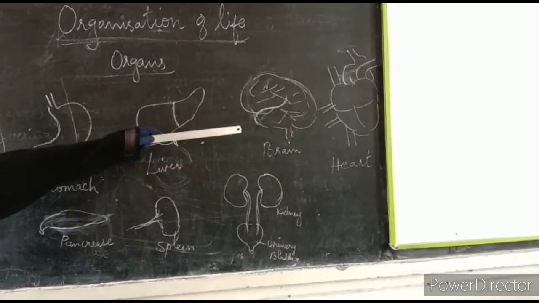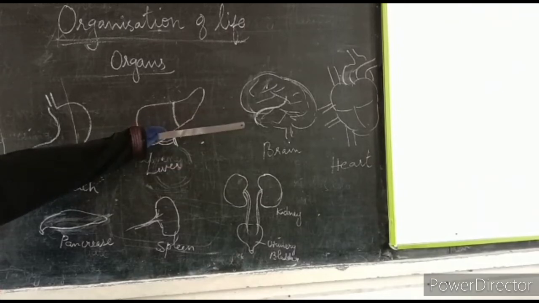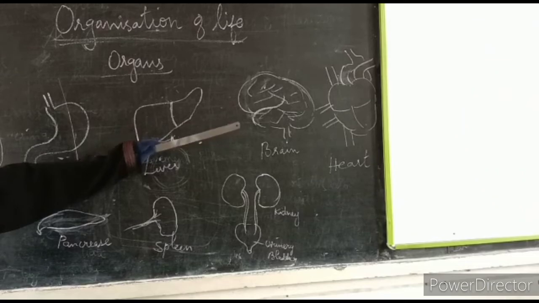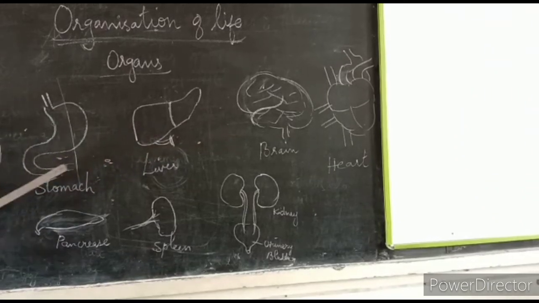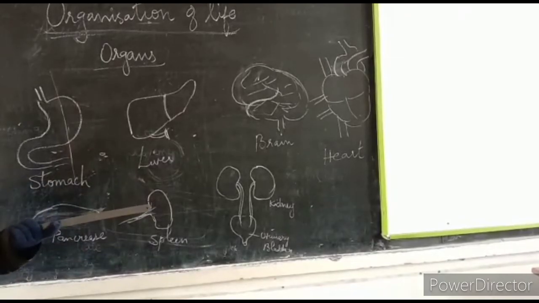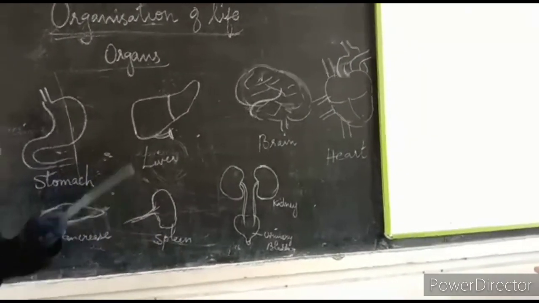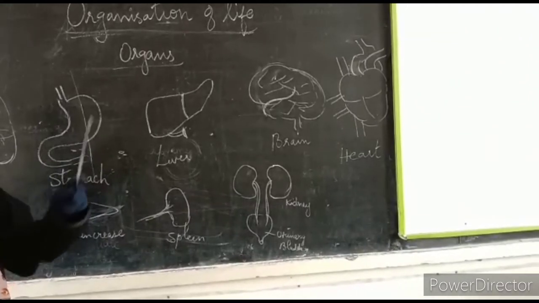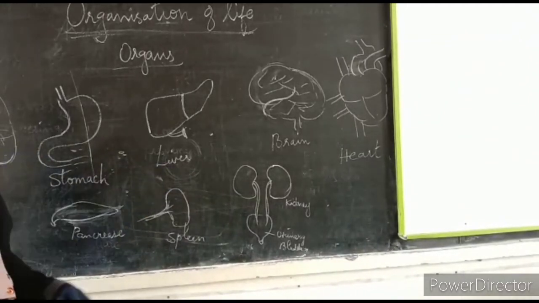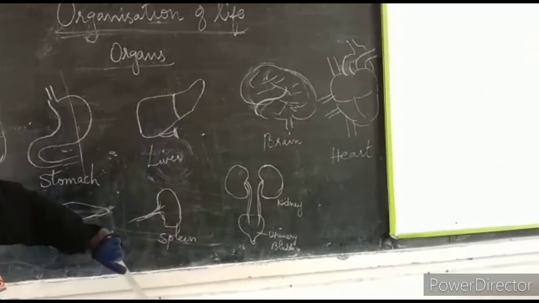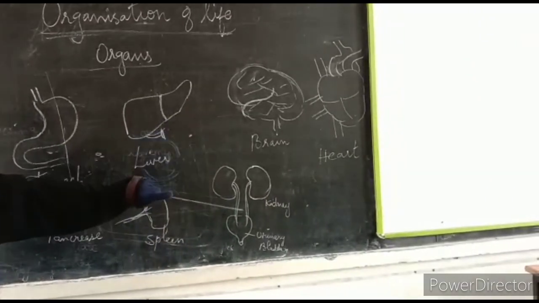And then the heart is involved in the circulatory system. I told you the heart is present in the middle. You shouldn't think that the heart is present on the left side of the body. Heart is present in the middle of the lungs, but slightly tilted towards the left side. We have auricles and the ventricles.